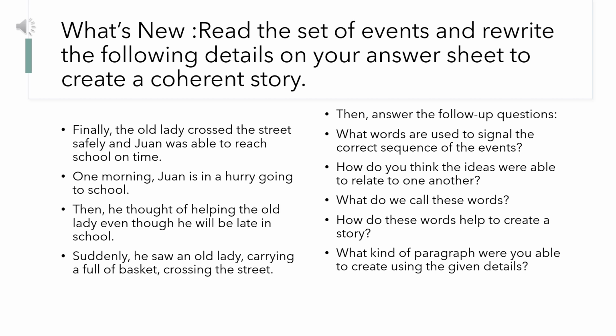So let's read it again. One morning, Juan is in a hurry going to school. Suddenly, he saw an old lady carrying a pull-up basket crossing the street. Then, he thought of helping the old lady even though he will be late in school. Finally, the old lady crossed the street safely and Juan was able to reach school on time. So, okay. So that is the correct order of the details for us to be able to come up with a coherent story. Now, let us answer the follow-up questions.